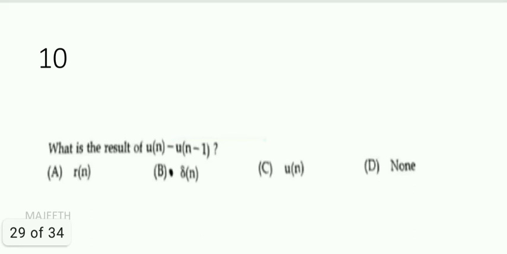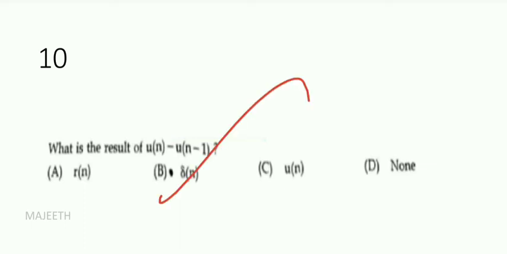Okay, next one. What is the result of u of n minus u of n minus 1? That's all. We saw this in the previous two problems. The answer is delta of n. Simple one.